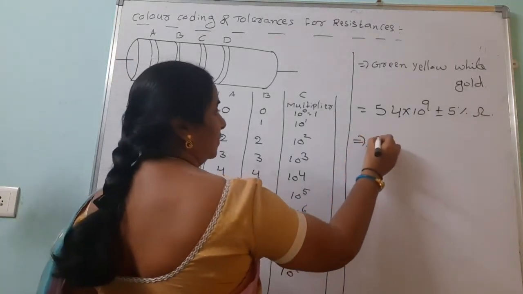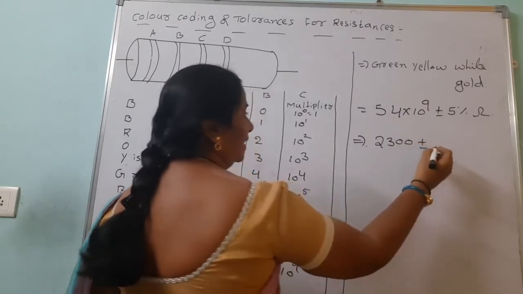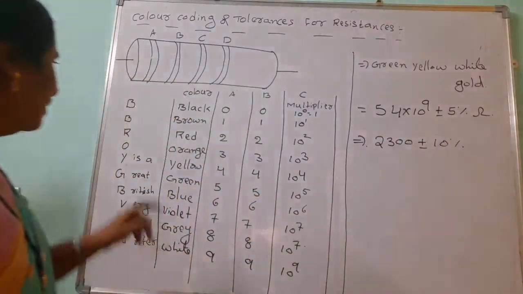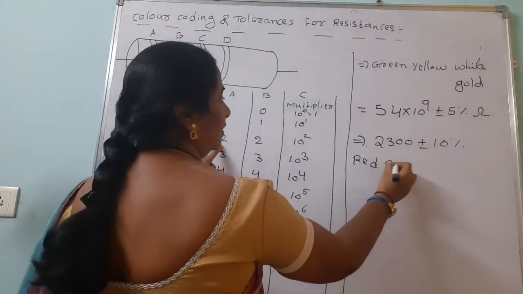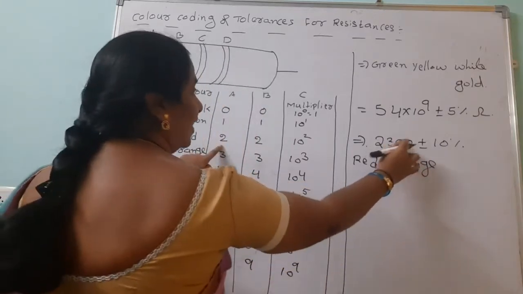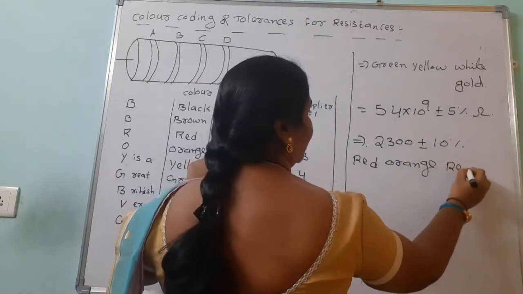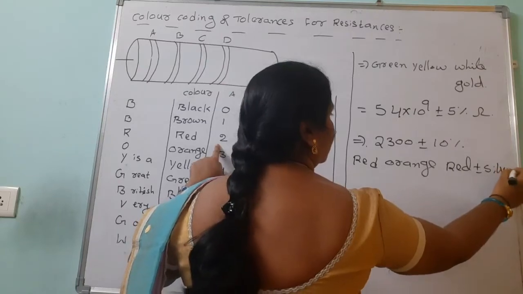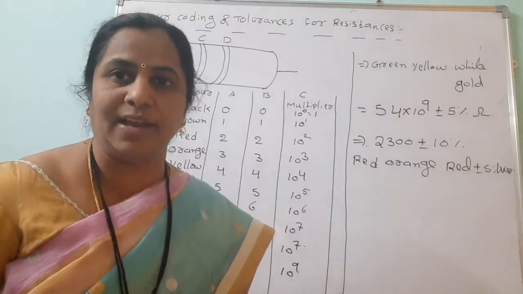Suppose they give it in reverse: 2300 ohms plus or minus 10%. How to give the colors for this? 2 means red, 3 means orange, then 10 square, that is 10 power 2, which is red once again. The tolerance is silver. So based on this color coding, we can give the value.